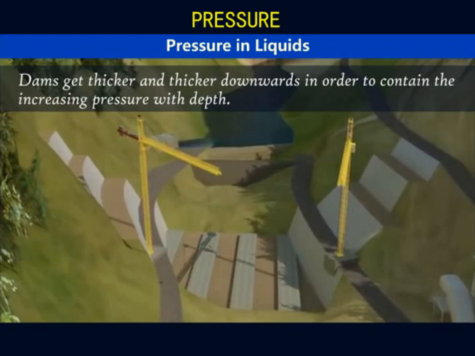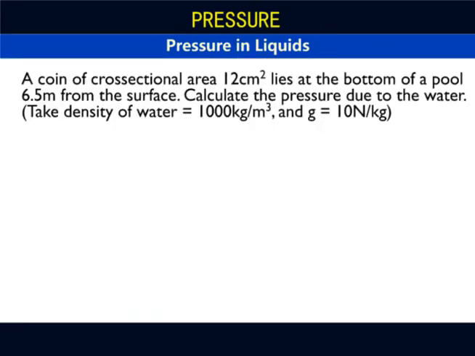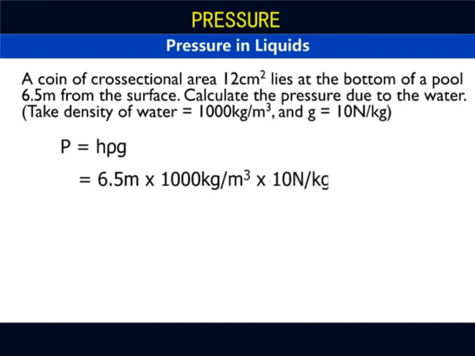Let's take an example. A coin of cross-sectional area 12 square centimeters lies at the bottom of a pool, 6.5 meters from the surface. Calculate the pressure due to the water. Now, although we have been given the cross-sectional area of the coin, we know pressure in liquids does not depend on that, so we ignore it. Pressure is equal to H rho g, 6.5 meters times 1,000 kilograms per cubic meter times 10 newtons per kilogram. That gives us 65,000 Pascal.